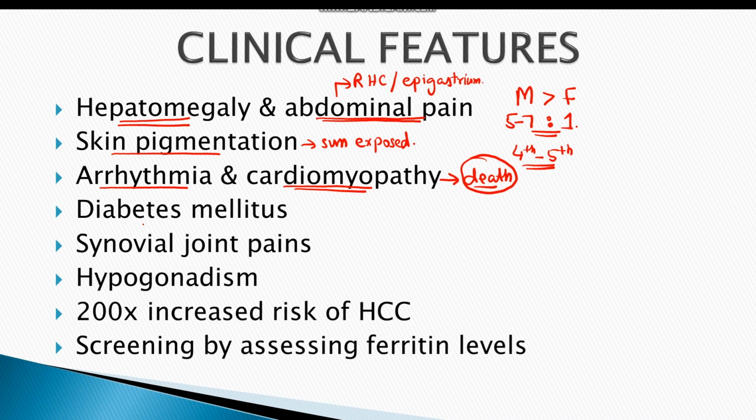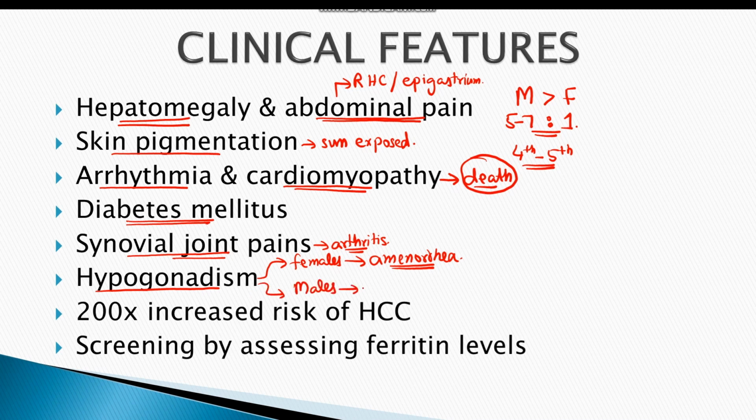The deposits in the pancreas and islets of Langerhans result in diabetes mellitus, and within the synovial joints result in joint pain or arthritis. Due to dysfunctional hypothalamus pituitary axis, there is decreased production of gonadotrophins, which is manifested in females as amenorrhea, which means complete absence of the menses, and in the males it is manifested as impotence and testicular atrophy.